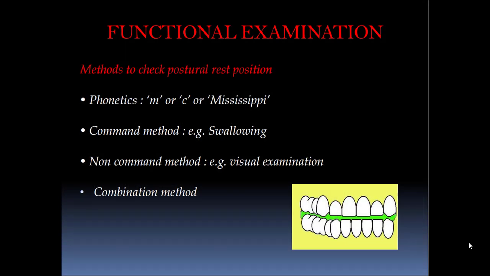Now, how to check postural rest position? There are various methods. First is the phonetic method. We ask the patient to speak alphabets like M or C or words like Mississippi and ask the patient to relax. By the command method, we ask the patient to swallow and relax. Non-command method, just by visual examination, we can check. And combination method, any of the above methods we can combine to check postural rest position of the mandible.